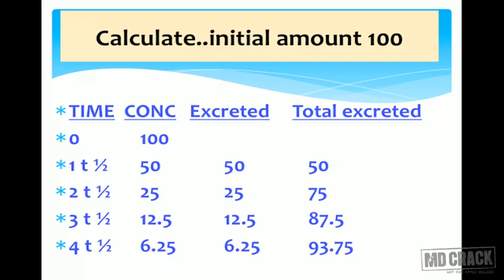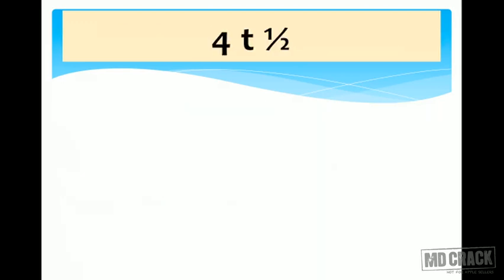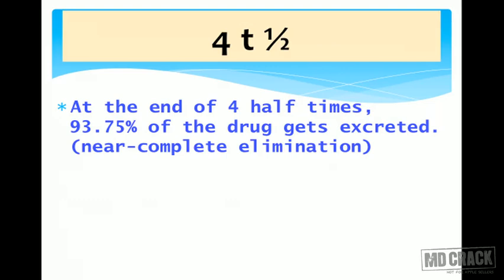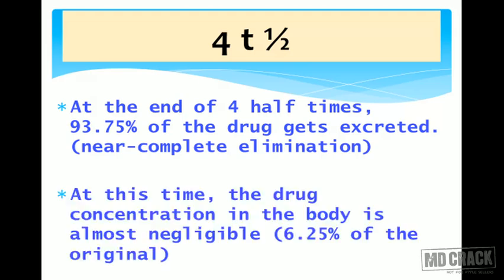Look at the miracle. We don't know which is the drug, we don't know for what disease we are giving it, but still I can say, if I know the half time, at the end of 4 half times, 93.75% of the drug is outside the body, is excreted by the body. So there is near complete elimination. It means almost complete elimination at the end of 4 half times. Naturally, at the end of 4 half times, the amount of the drug inside the body is negligible.